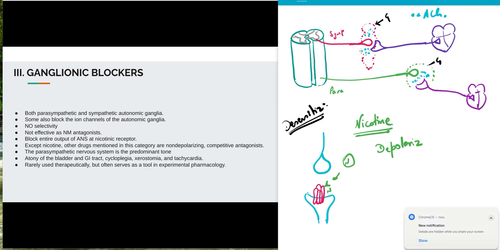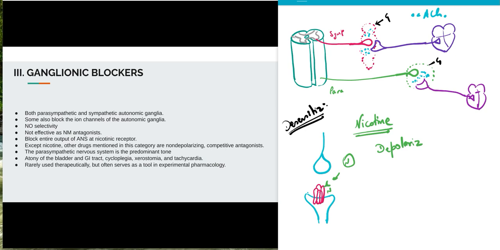No. So there will be no further ion channel opening. And if there is no further ion channel opening, then is this effect of acetylcholine coming up? No, the acetylcholine effect is not coming up. Got the point? So this is a weird kind of blocking.